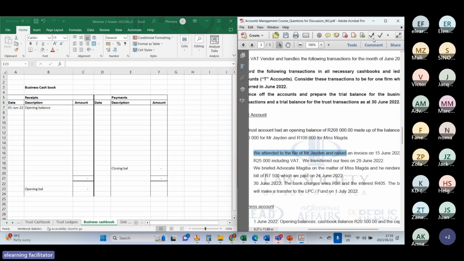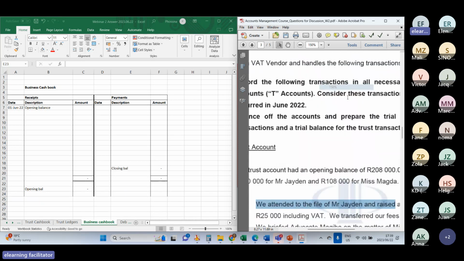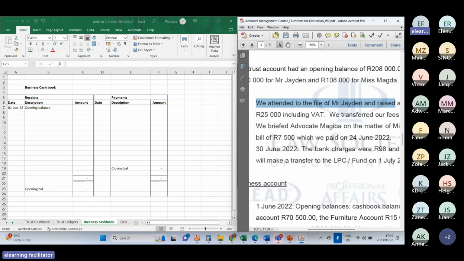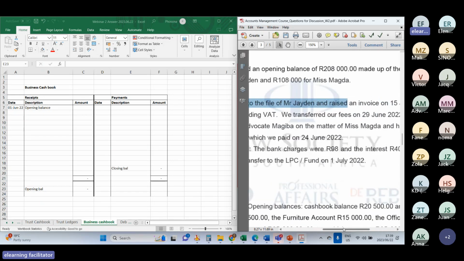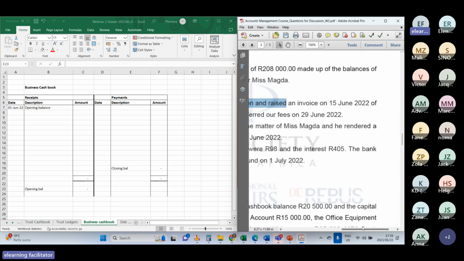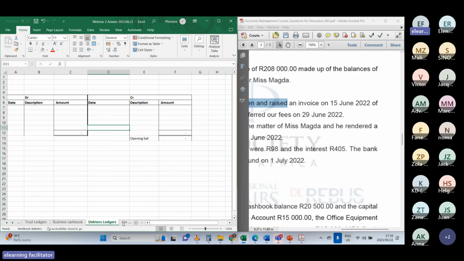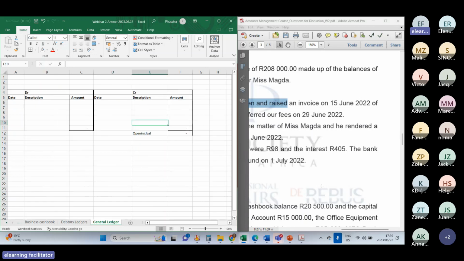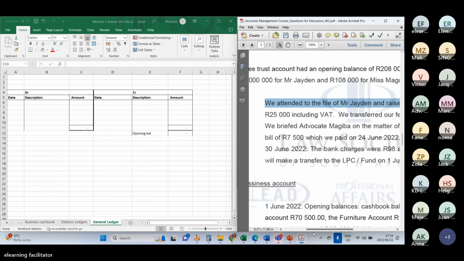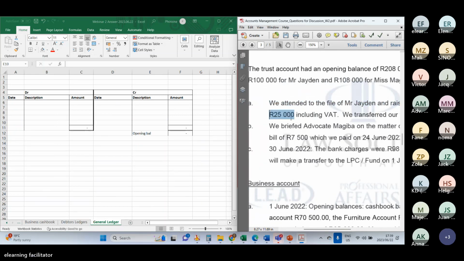Okay, so part A, it says we attended, I hope you can see, we attended to the file of Mr. Jaden. Let me try to enlarge. We attended to the file of Mr. Jaden here, that's where we are, and we raised an invoice on 15 June. So when we are raising an invoice, basically that is our fee. And the invoice that we are registering is for 25,000, including VAT. So we have to look at how we are going to record this transaction on the 15th of June.